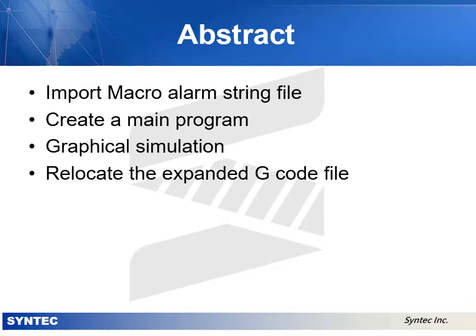The procedure involves putting macro alarm strings into the simulator, creating a new main program, and finally using a graphical simulation. To verify that your subprogram function is correct, users should pay attention to the different positions of the expanded G-code in different stages.